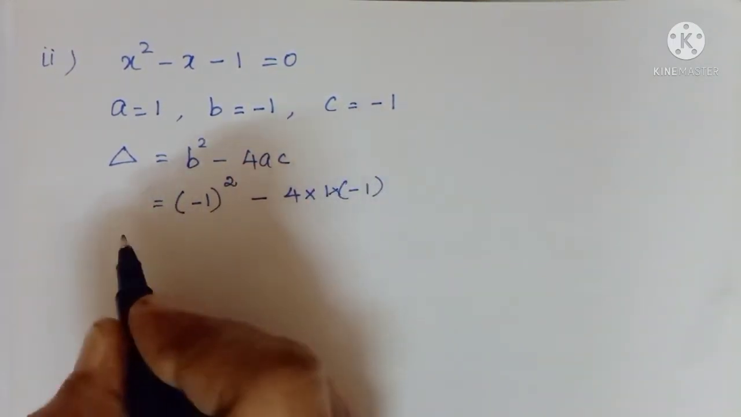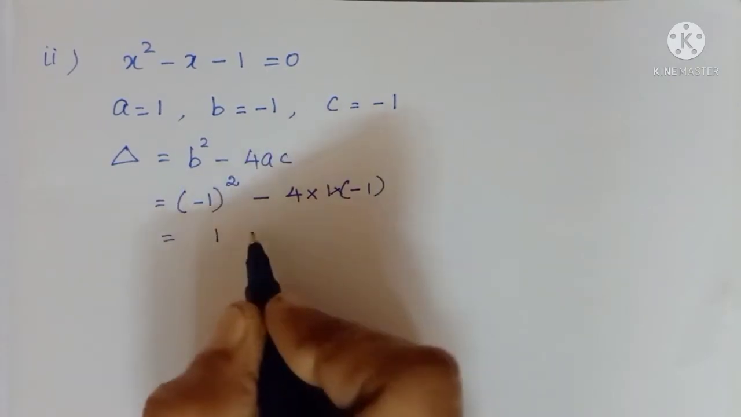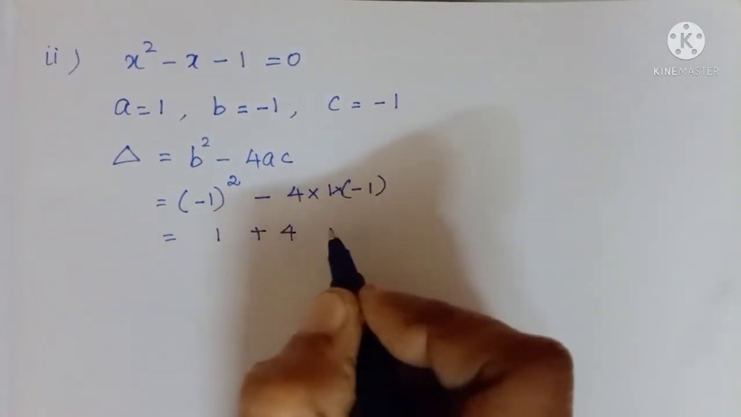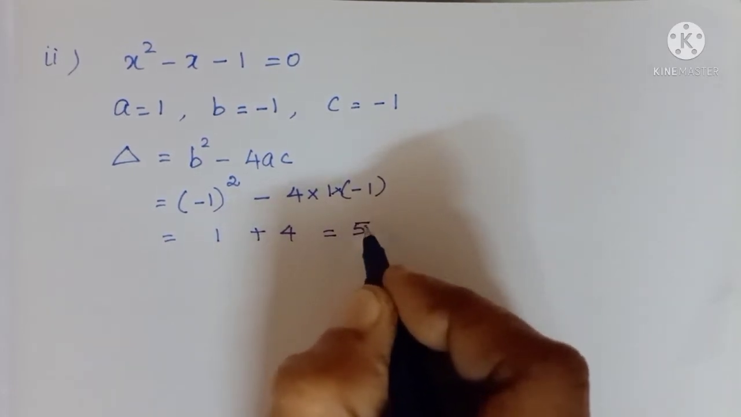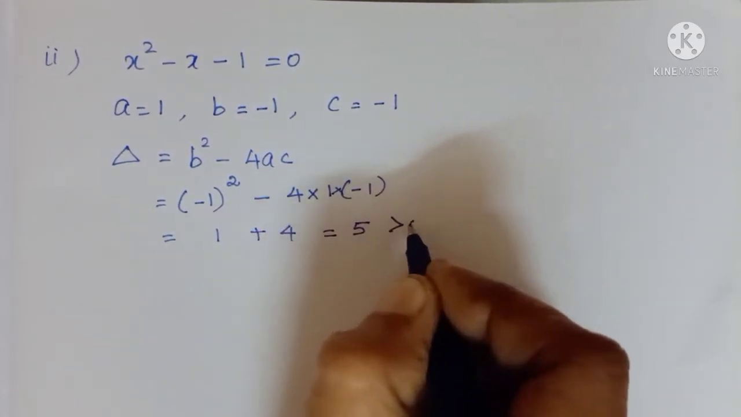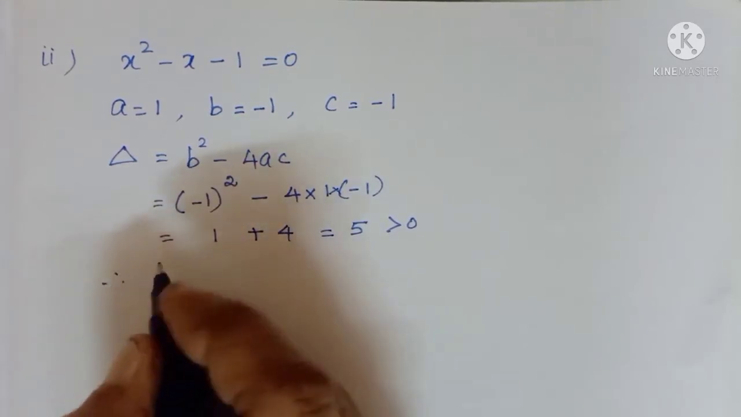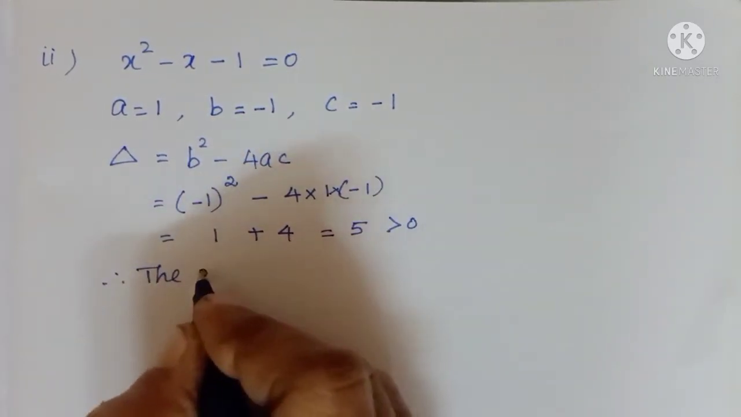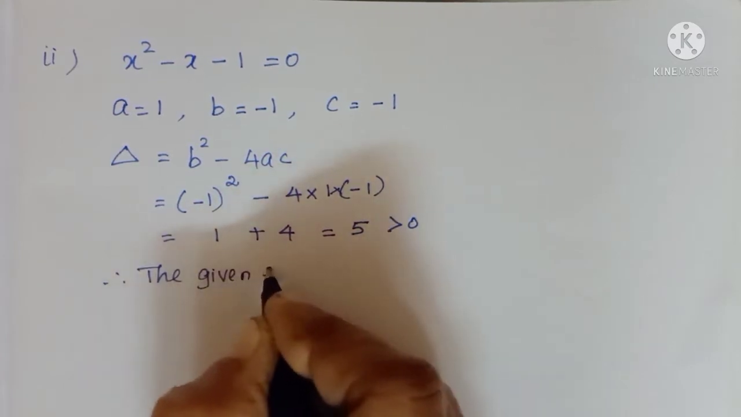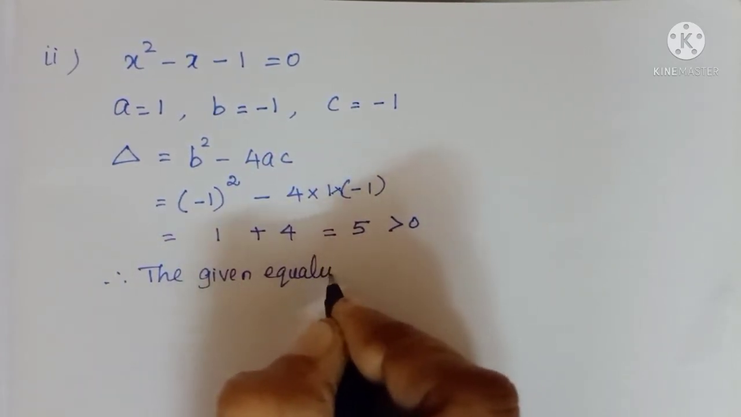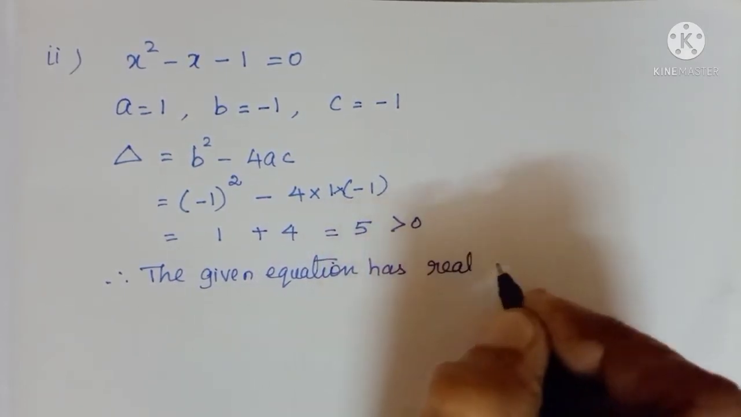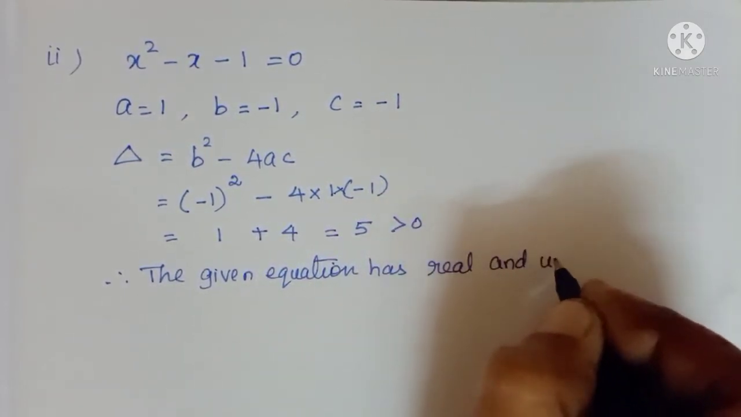Now minus 1 the whole square is 1. Minus into minus is plus, 4 ones are 4. 1 plus 4 is equal to 5. So surely we can say 5 is also greater than 0. So for this sum also we will have real and unequal roots. Therefore the given equation has real and unequal roots.